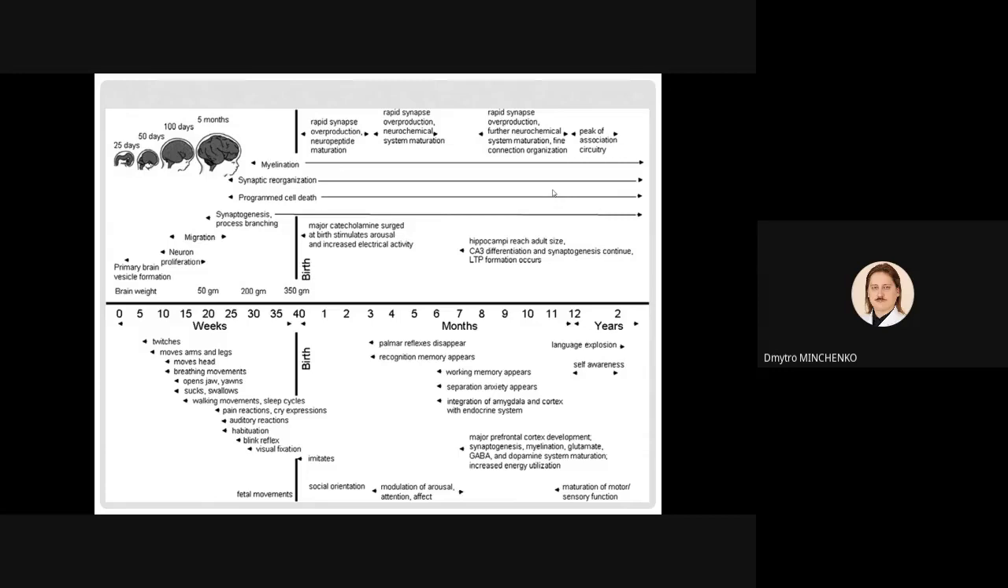Then, of course, we have the birth, and at birth, many things change with the child, and of course, the rates of maturation of the brain. We have rapid synapse overproduction, neuropeptide maturation, major catecholamine surges at birth, stimulates arousal and increases electrical activity. And of course, as the child grows, we will have more signs of maturation and development. And let's move on from this chart.